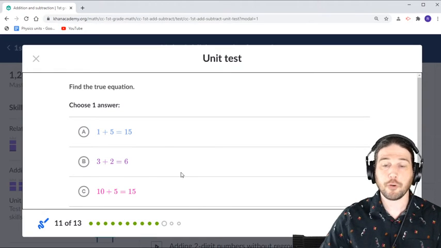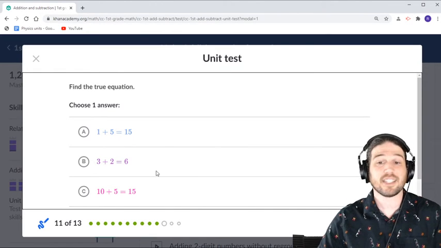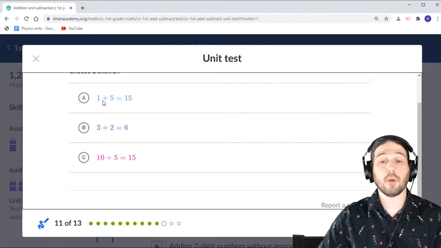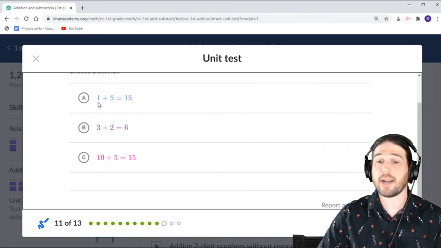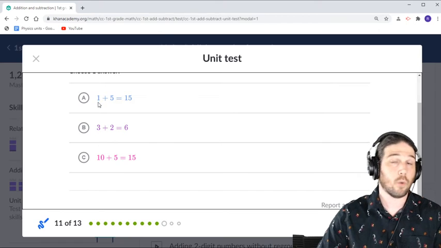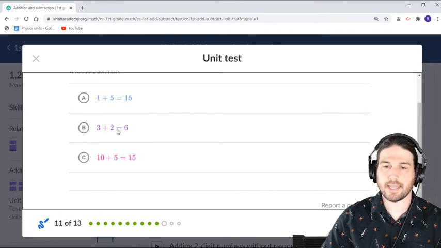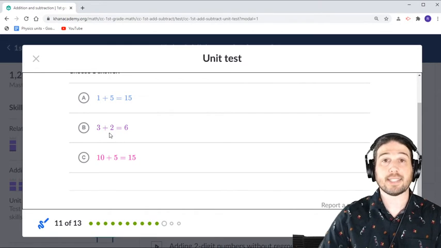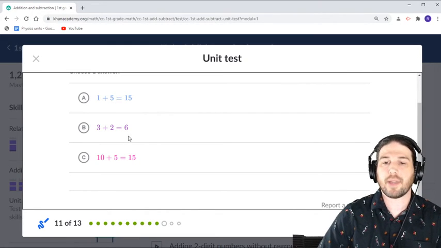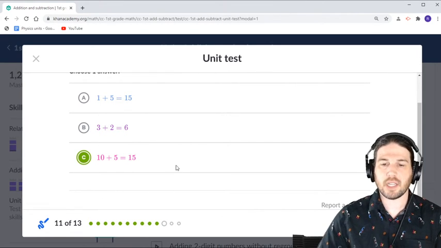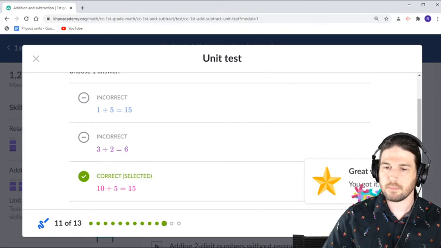All right, I need a true equation. 1 plus 5 is 6, not 15, so that's not it. 3 plus 2... Although, again, I could see this happening, right? If somebody thought this was 10 instead of 1, then that would make sense. 3 plus 2 is not equal to 6, it's 5. But I could again see if they accidentally multiplied, maybe that could lead to that mistake. But C is definitely correct. 10 plus 5 is 15.